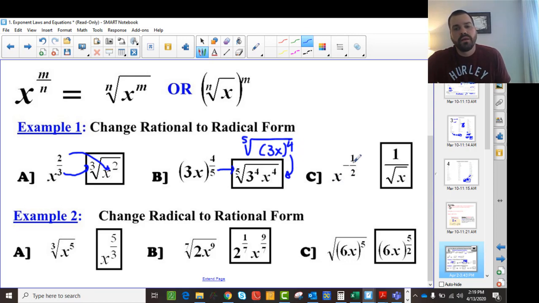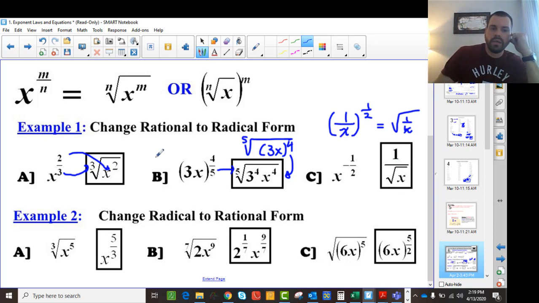What happens with this one is the exponent is negative, so x is going to get flipped and make it 1 over x to the 1/2. And then if you have a 1/2, you have the square root, so it becomes the square root of 1 over x. But then the square root of 1 is just 1, so that's why we can write it as 1 over root x.